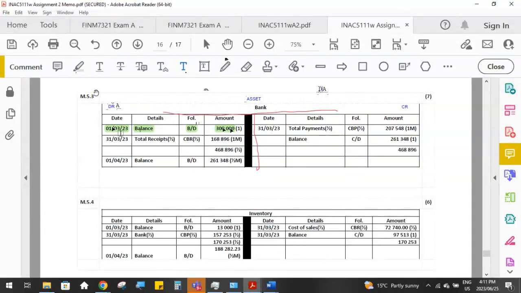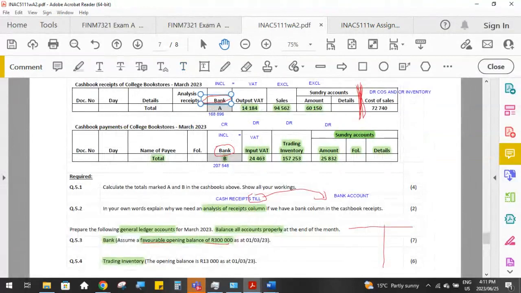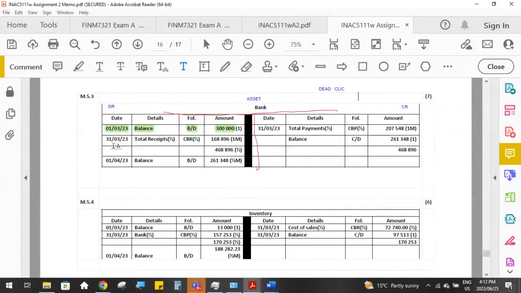So bank is an asset. And we know from our rules that if I am going to increase an asset, I'm going to debit it. So then I know my favorable bank balance must go on the debit side of the bank account. The bank amount from my cash book receipts, 168,896, is going to increase my bank amount.